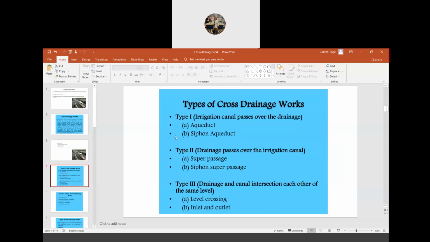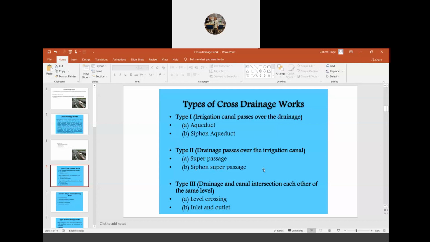There is a type 2 category whereby the drainage passes over the irrigation canal. So in this case, the river or the stream is above the canal. In this category, we have structures called superpassage and siphon superpassage.